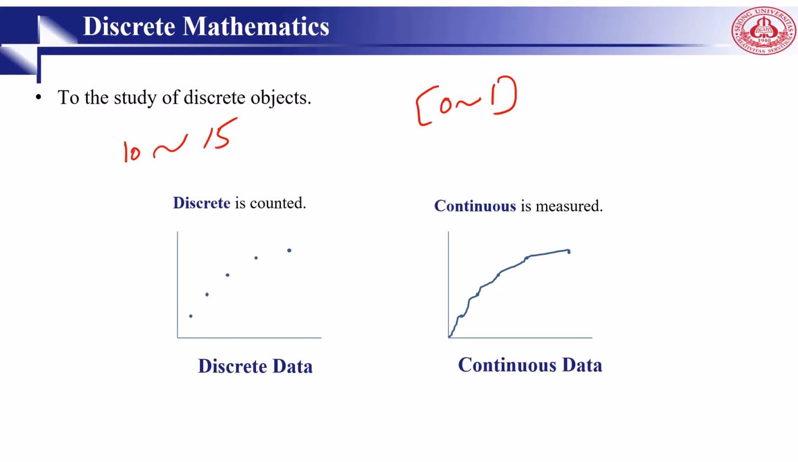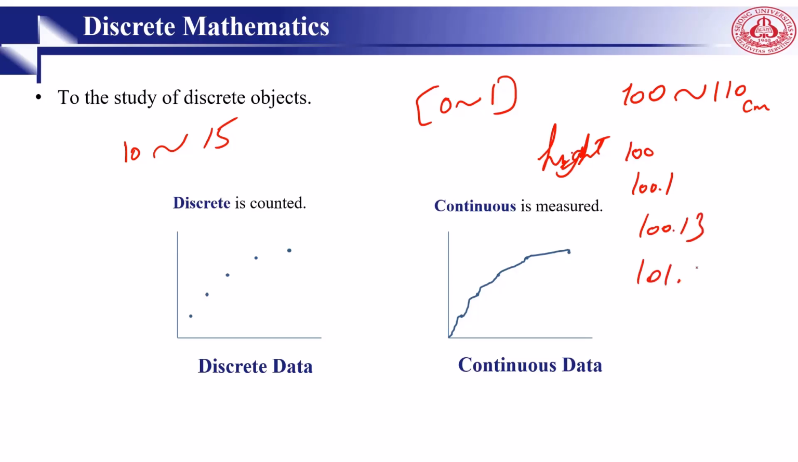One example is the height of children, for example, between 100 centimeters and 110 centimeters. How many possibilities are there? Maybe 100, 100.1, 100.13, 101.5, infinity, right? That is called continuous, compared to discrete.